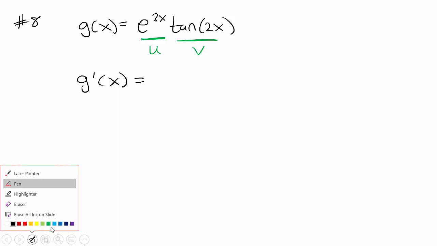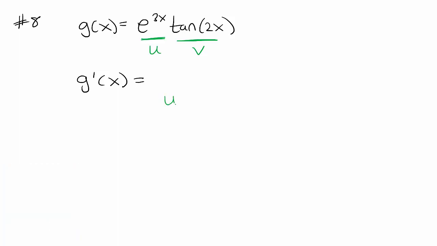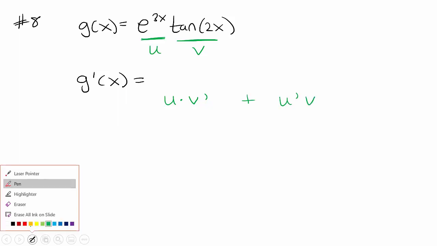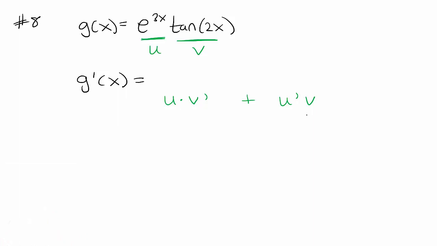All right, so just going to write the rule under here. So it's going to be u times v prime plus u prime times v. That's the product rule. I like to write out the product rule and quotient rules so I have kind of a guide in front of me. So I'm going to keep u, which is the e to the 3x, and then I need the derivative of tangent 2x. So the derivative of tangent is secant squared. I leave a little space here on purpose.